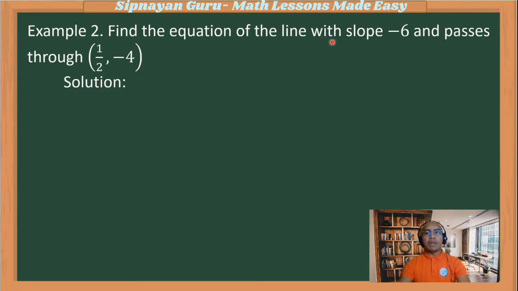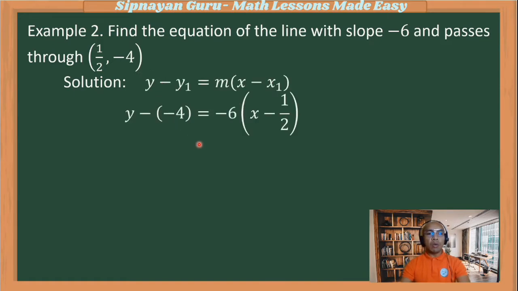Find the equation of the line with a slope negative 6 and it passes through point 1/2 and negative 4. So again, the slope is negative 6, and this will be our x sub 1 and this would be our y sub 1. So y minus our y sub 1, negative 4, is equal to negative 6, the slope, times x minus the x sub 1, 1/2.